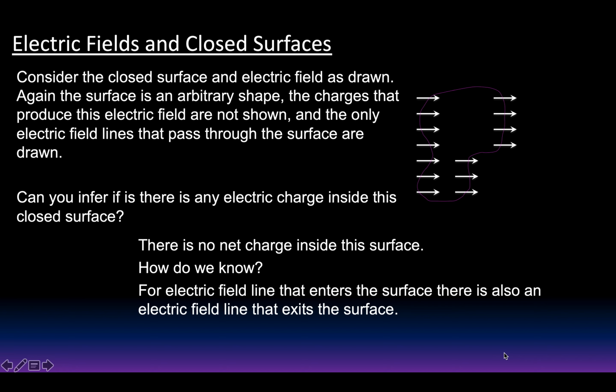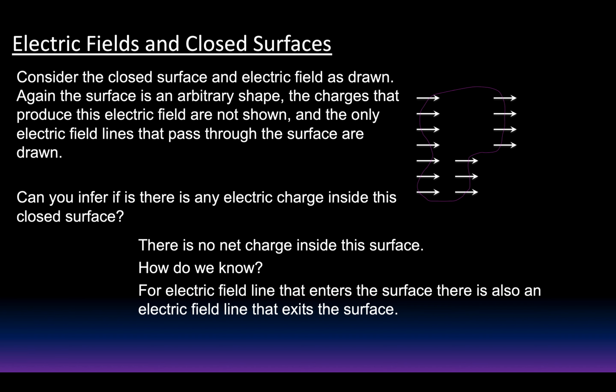Well, notice that for every electric field line that enters the surface, there is also an electric field line that exits the surface. Let's think about what we would expect to see if there were a net positive charge inside this closed surface. We learned that positive charges create electric fields that point away from the charge, and so if there were a positive charge inside this surface, there would be an electric field surrounding the charge, pointing away from it at every location. And at the location of this surface, the electric field from that charge would be pointing outward through the surface.